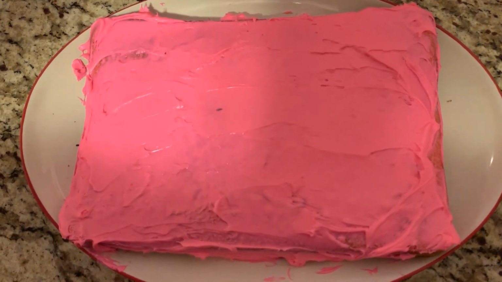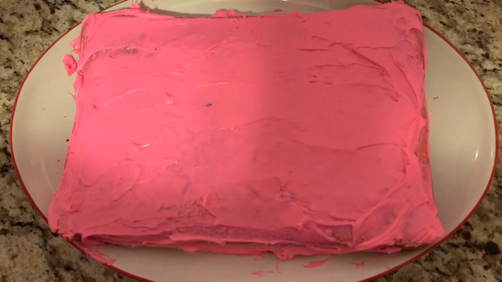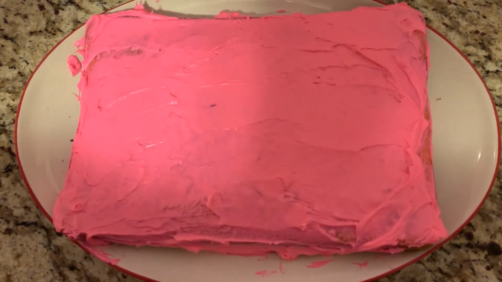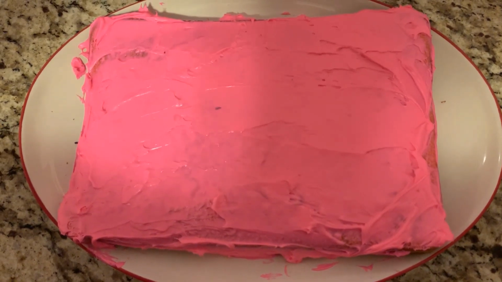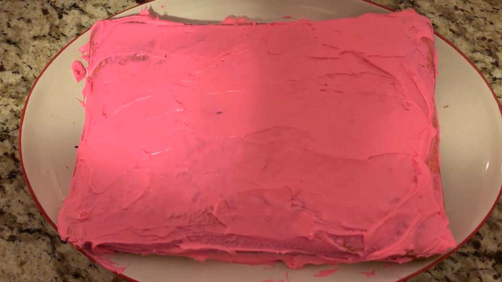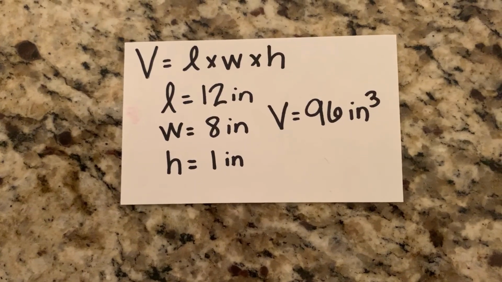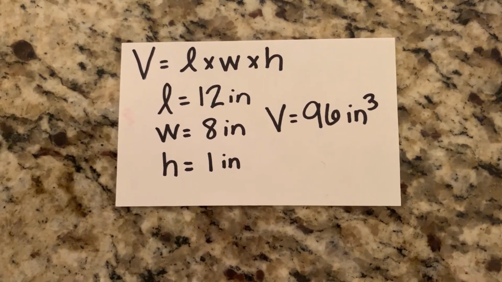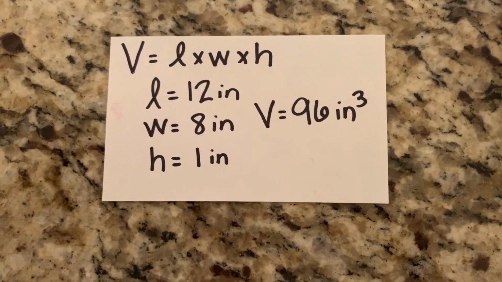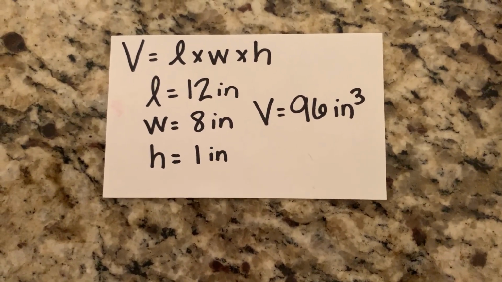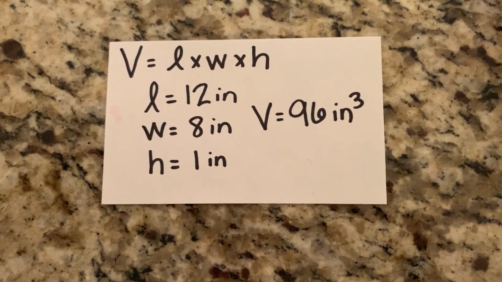Take this cake for example. This cake I know is a rectangular prism because it's the shape of a rectangle and it's got 3 dimensions. It's got its length, its width, its height. So for me to find the volume, all I have to do is measure these dimensions. When I measured the dimensions, I found that my length was 12 inches, my width was 8 inches, and my height was 1 inch. When I used my volume formula, I found that my volume is 96 inches cubed.